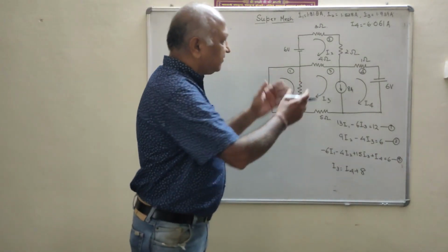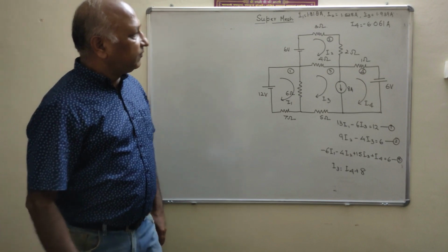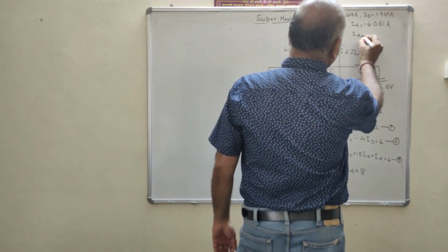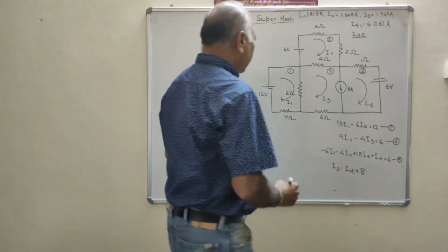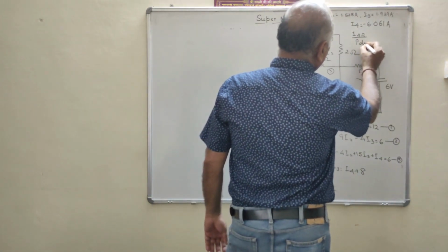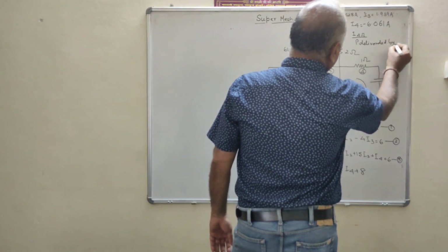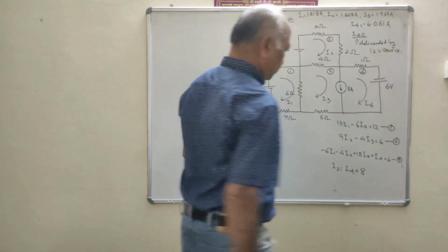Here we are taking an example of the 4 meshes. Here we have to find the current I in the 4 ohm resistance, and we have to find the power delivered by the 12 volt source.